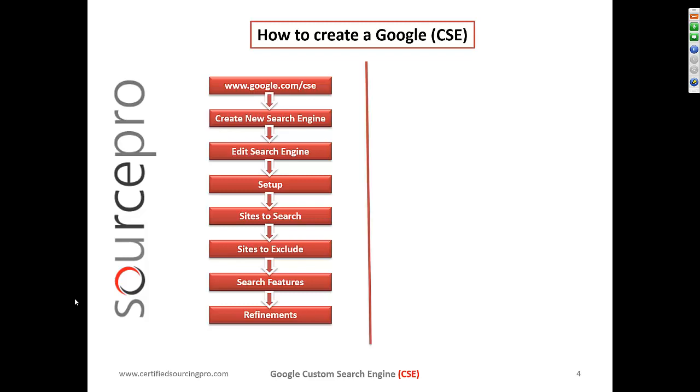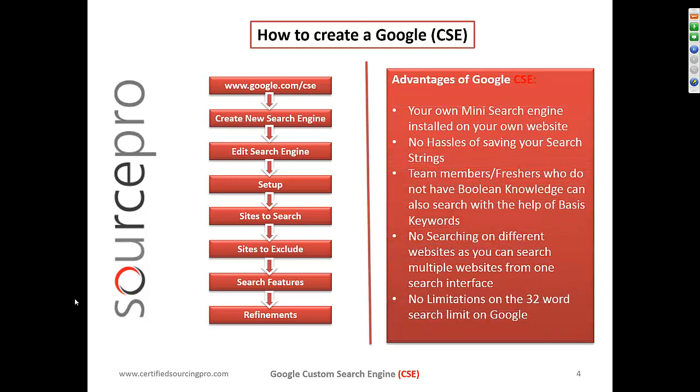Okay, now if you've had a look at everything, the main advantage of Google CSE is that you can have your own mini search engine installed on your website. You need not worry about making different search strings or saving different search strings. You just create one CSE for any of your requirements, and then you have all the results.